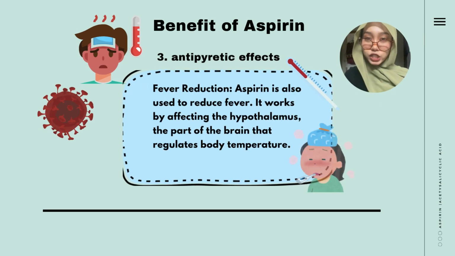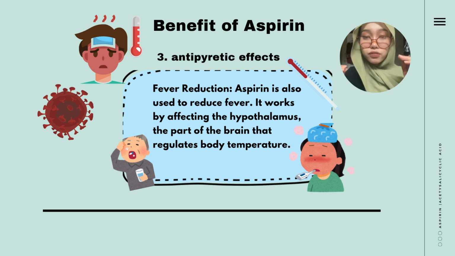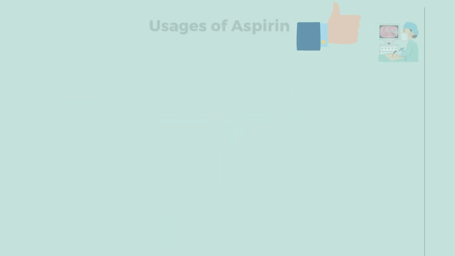Aside from the heart protection and pregnancy-related benefits, did you know that aspirin can also help with fever? Yes, aspirin has an antipyretic effect, which means it helps reduce fever. It works by acting on the hypothalamus, the part of the brain that controls body temperature. Aspirin helps lower the body temperature set point, so the fevers go down. But remember, aspirin should be used with caution, especially in children, and always follow doctor advice.